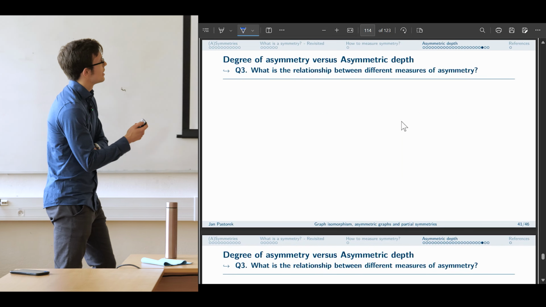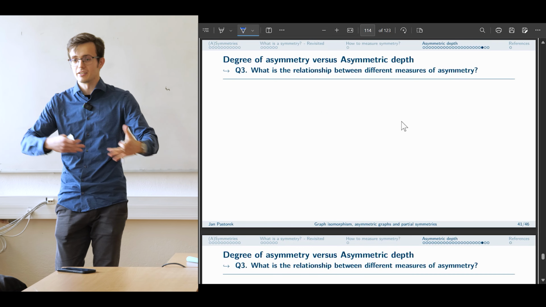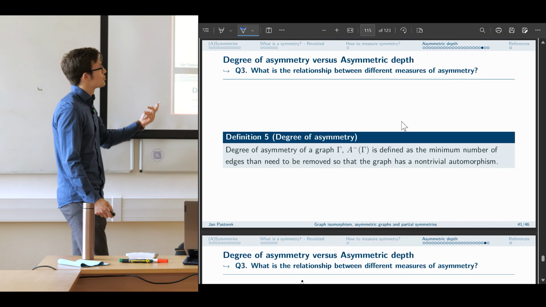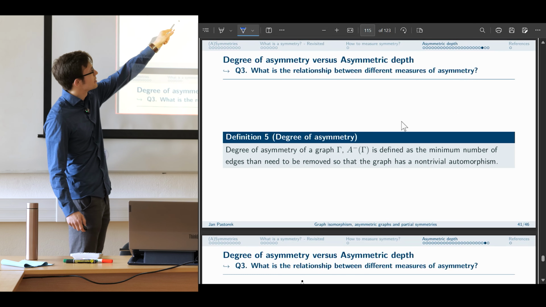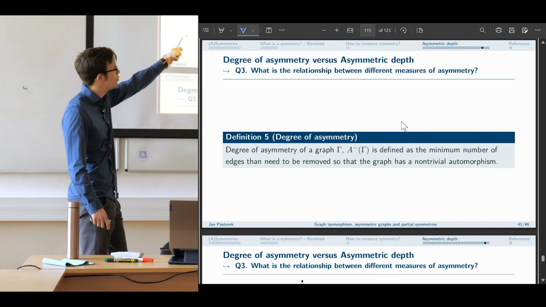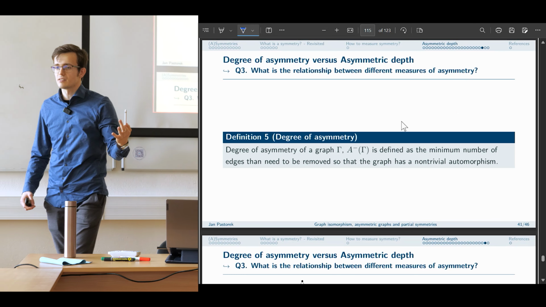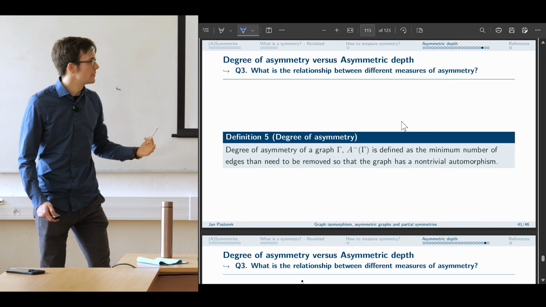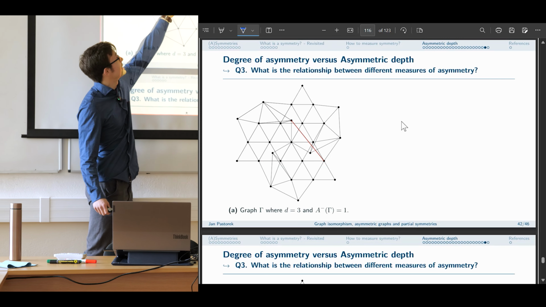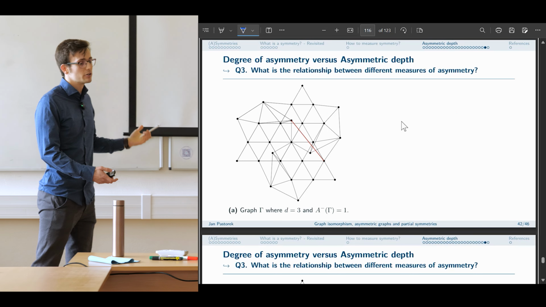All right, so the last question would be: what is the relation between this measure of asymmetry and other measures of asymmetry? Erdős defined the degree of asymmetry of a graph as the minimum number of edges that need to be removed from the graph to make it symmetric. Example: from this graph, you just need to delete this one edge, the red one, and it's symmetric.